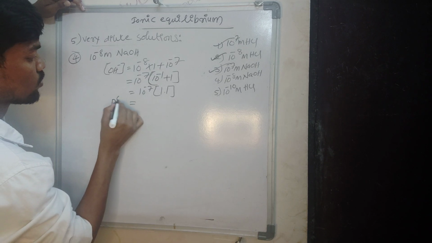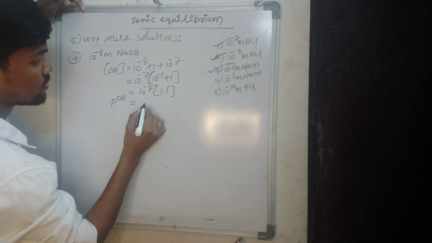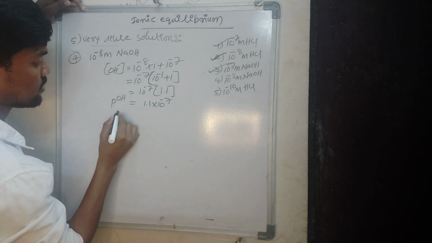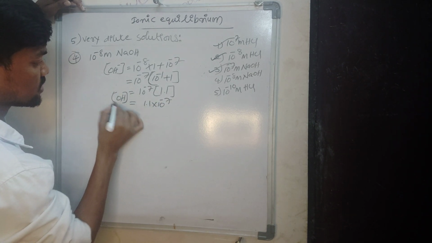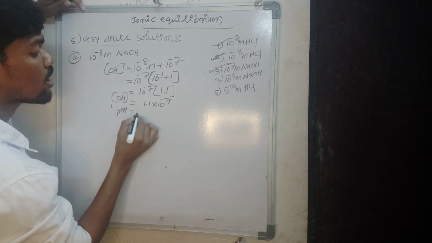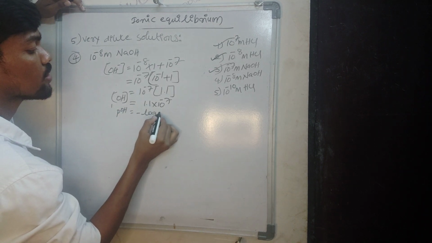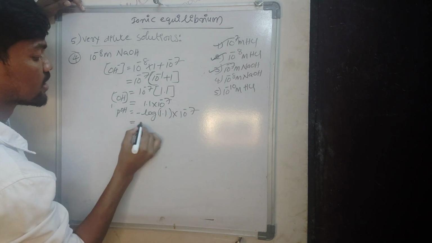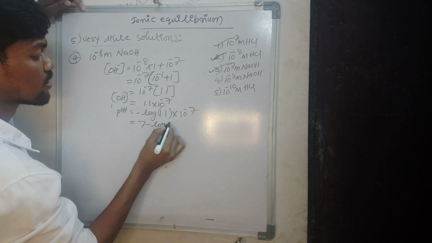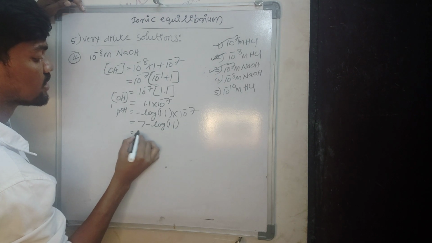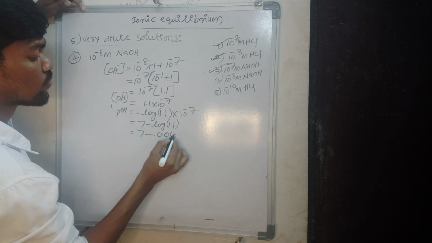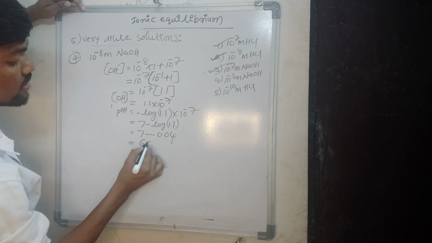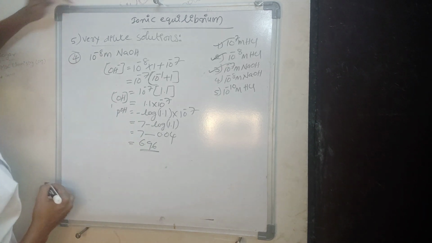Same. pOH is equal to, how can you find out, 1.1 into 10 power minus 7. This is the OH concentration. If you want pOH, it is minus log of 1.1 into 10 power minus 7. Finally you will get 7 minus log 1.1, I think it is 0.04, so 7 minus 0.04. So finally you will get 6.96 as the answer.